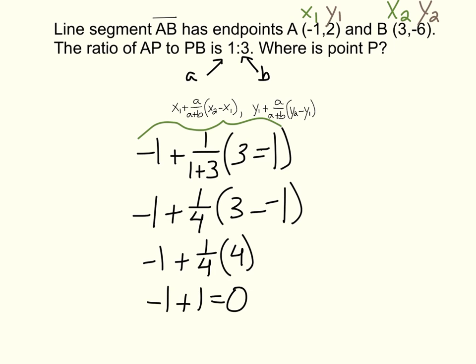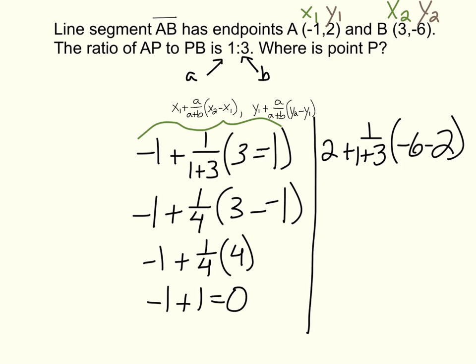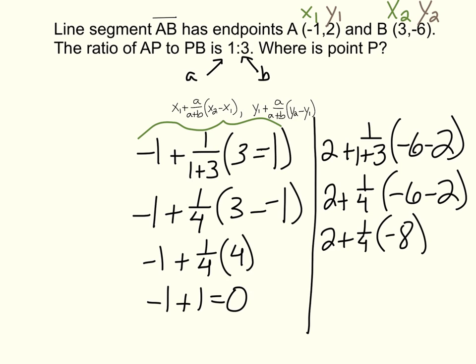Okay, now let's try our y's. y1 is 2, and y2 is -6. And then a and b are the same. They're still 1 and 3. So now we've got 2 plus 1 over 1 plus 3 multiplied by -6 minus 2. Again, let's turn that 1 over 1 plus 3 into 1/4. -6 minus 2 is going to be -8. We talked about 1/4 of -8 earlier, and we said it was -2. So this is going to become 2 plus -2, which is 0.